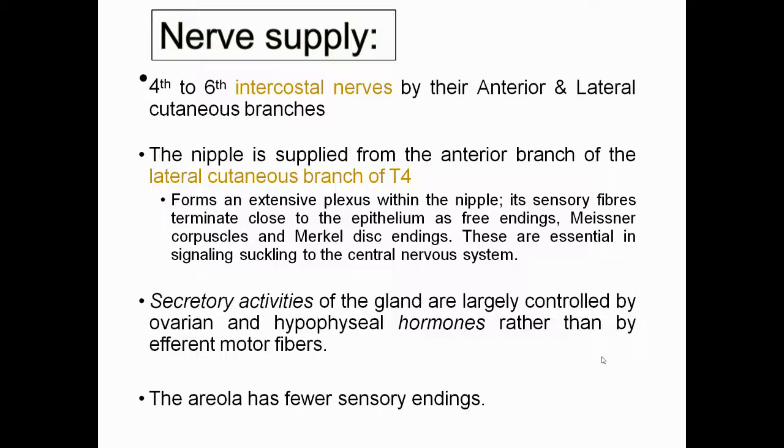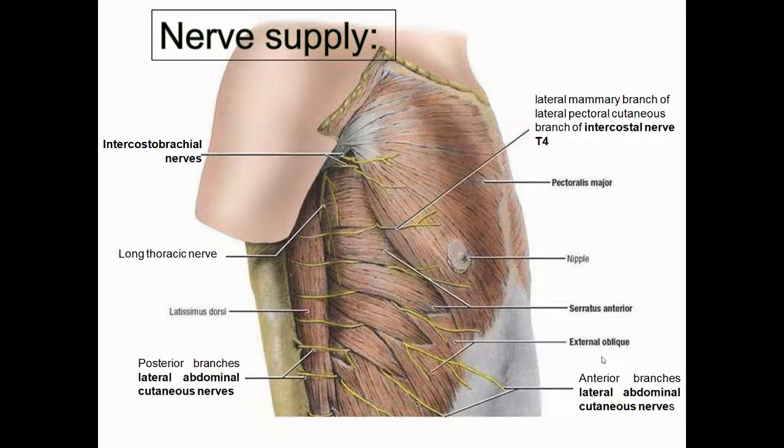It forms an extensive plexus within the nipple. Its sensory fibers terminate close to the epithelium as free endings, Meissner corpuscles and Merkel disc endings. These are essential in signaling suckling to the central nervous system. Secretory activities of the glands are largely controlled by ovarian and hypophyseal hormones rather than by efferent motor fibers. The areola has fewer sensory endings. So you can see here the nerve supply of the breast.